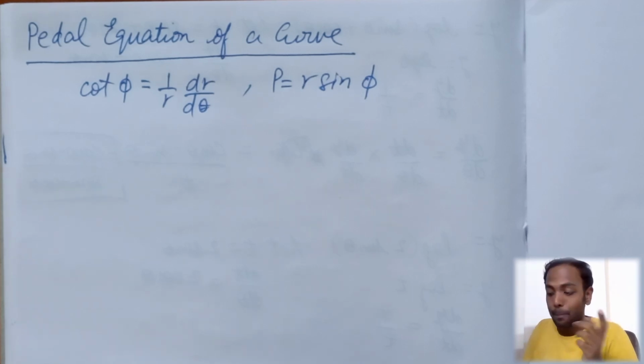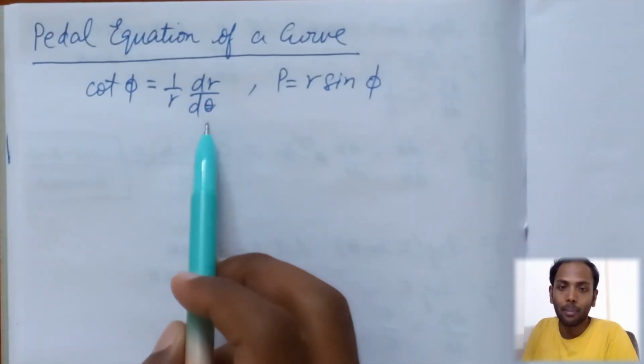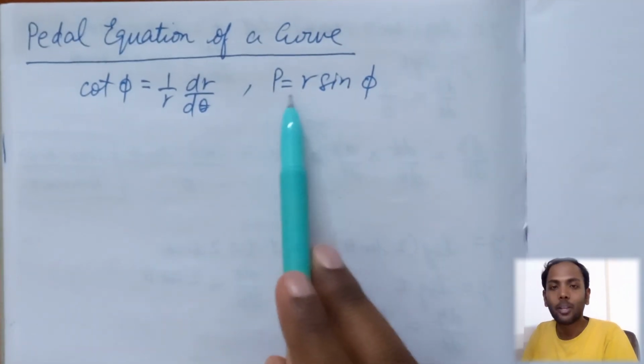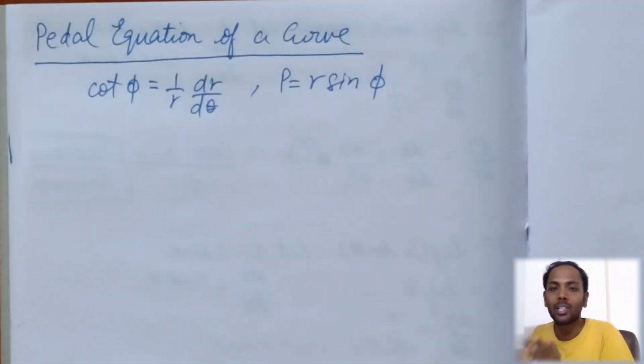When we're talking about the pedal equation of a curve, there are just two formulas you must remember. Cot phi is equal to 1 by r into dr by d theta. And the next one is p is equal to r into sine phi. I'll tell you what this phi and r are. Don't worry. We'll solve a question, and with that question, you'll understand everything.